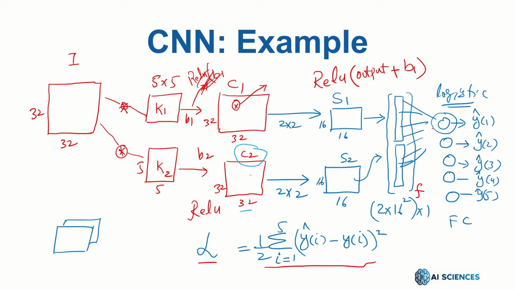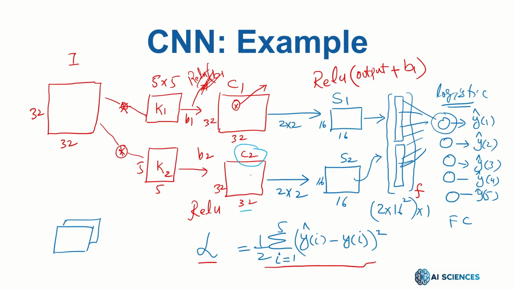Then we have a softmax layer with 5 units, and that's a fully connected layer. We have this basic structure, and the loss function we are using right now is a squared loss function. So let's discuss some of the details for this particular example.